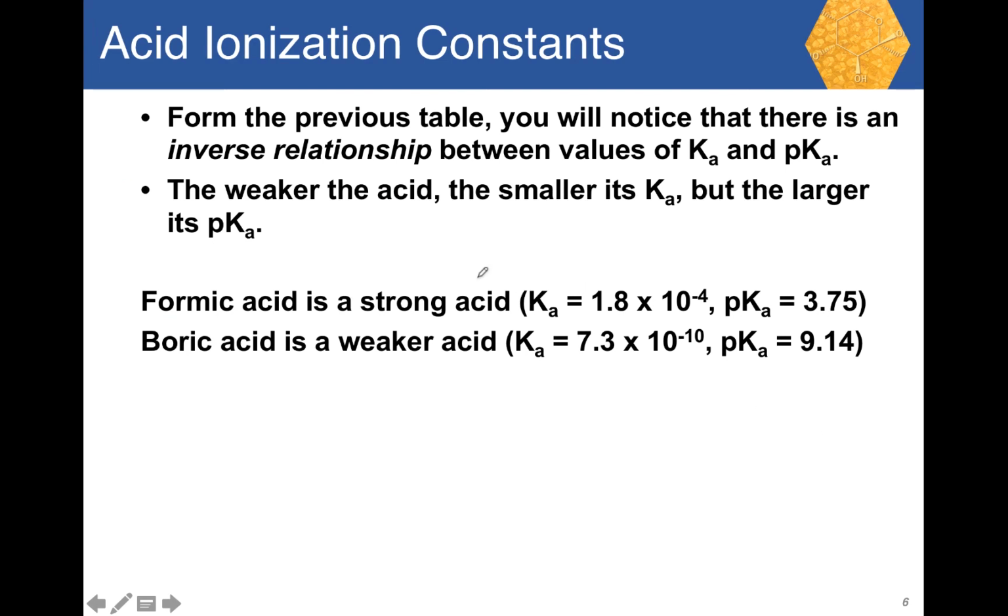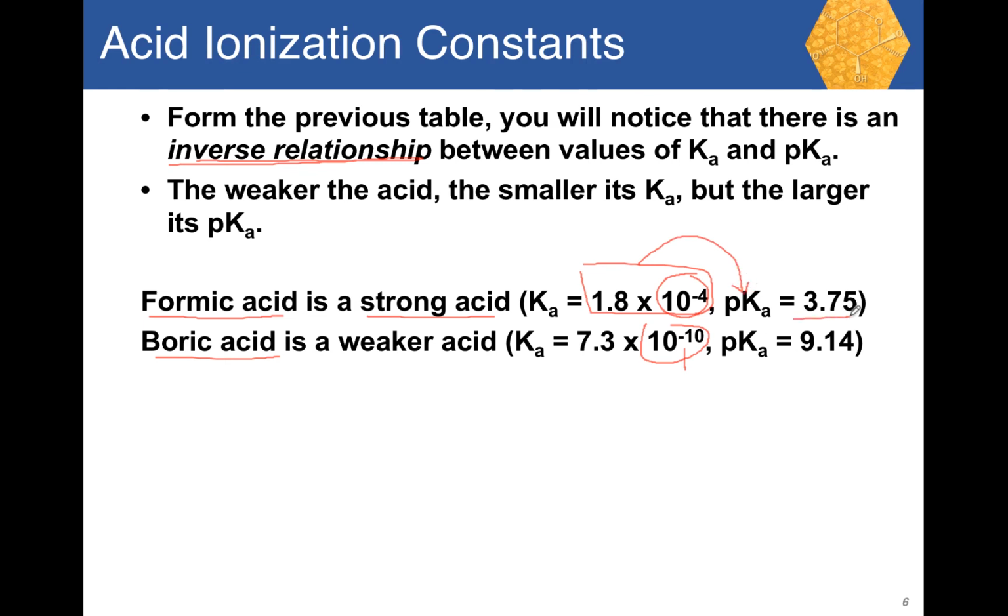Let us look at a specific example here. As we point out, it's an inverse relationship. So let's look a little closer. Formic acid is a strong acid. How do we know it's a strong acid? Because Ka here is 10 to the negative 4. Even though it's negative 4, it's still relatively strong compared to boric acid, which has a Ka here of 10 to the negative 10. Negative 10, smaller number. Doing the math, put this number in your calculator and convert it to pKa.